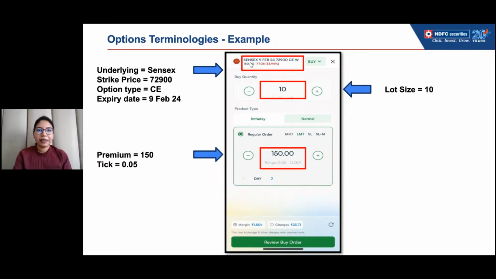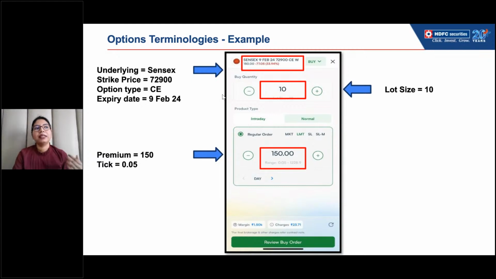Here, when you read it, Sensex 9 Feb 24, 72,900 CE. This is what you can read, right? But what does it mean? This means that the underlying over here is Sensex. This option belongs to Sensex. Okay, underlying is Sensex. Strike price is 72,900. Option type is call, and expiry date is 9th Feb 24, 2024.